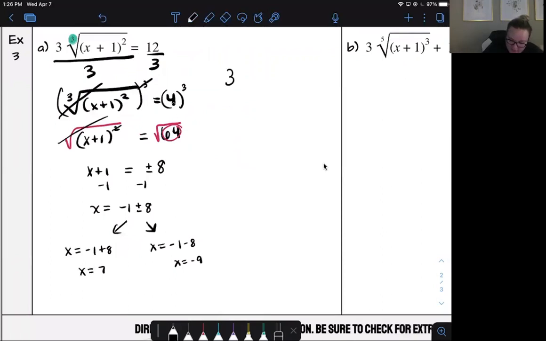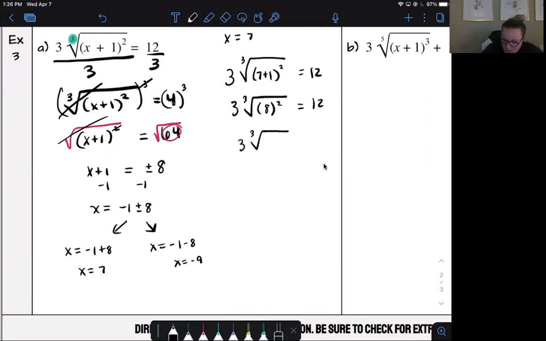We're going to take 3 times the cubed root of, the first one I'm going to check is 7. 7 plus 1 squared is equal to 12. 3 times the cubed root of 7 plus 1 is 8. 8 squared is 64. And isn't, what, 4 times 4 times 4, 64? Yeah. So the cubed root of 64 is 4. 3 times 4 is in fact 12. So x equals 7 works.